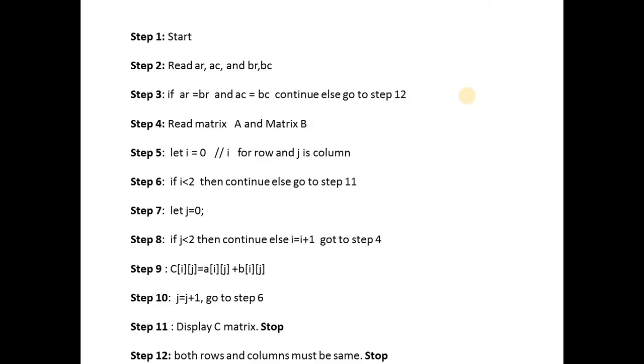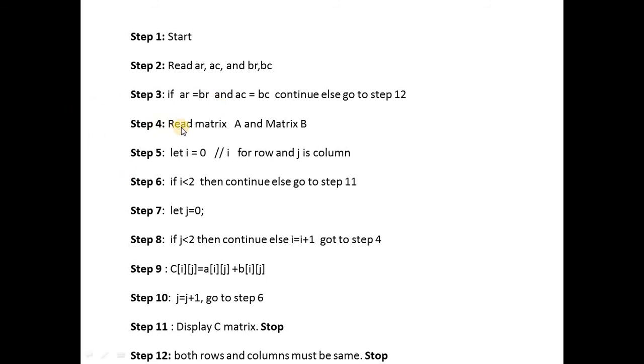We'll just check that. So this is the algorithm for the addition of two matrices where the order is also given by the user. First we start, and we read AR, AC and BR, BC. What are AR and AC? It is A matrix row and A matrix column, B matrix row and B matrix column. If A matrix row and B matrix row are the same, and also A matrix column and B matrix column are the same, then only you continue, else don't. It's not useful otherwise, right? Because both matrices should be of the same order, then only are we going to add them.